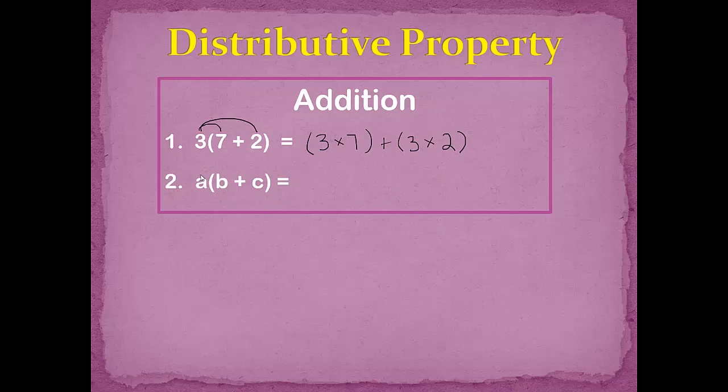We would do, if we have A times the quantity B plus C, we can do A times B plus A times C. So we can write this as A times B, which we can just write as AB, plus A times C, which we can write as just AC. Remember that when we're multiplying two variables together, we do not need a symbol in between them. When there are two variables next to each other, that automatically means to multiply.